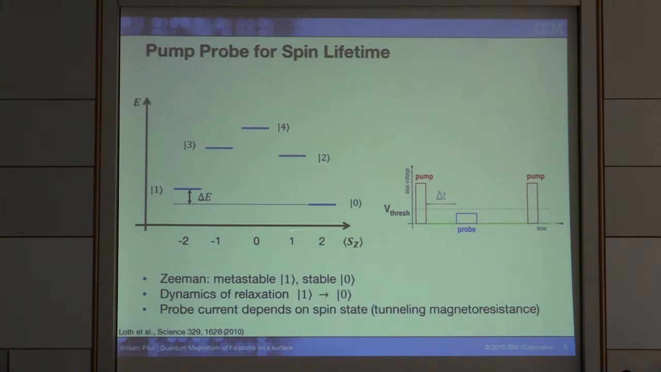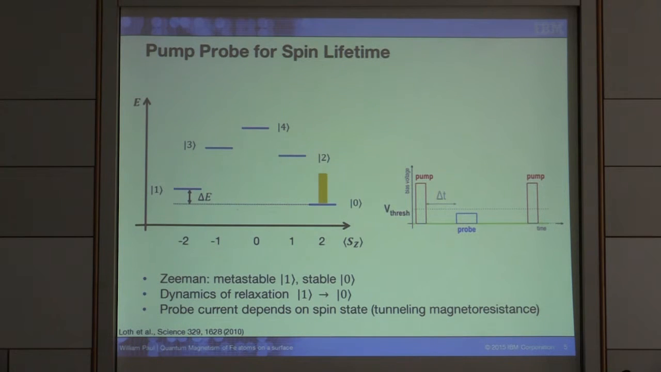I mentioned we have the same splitting between the 2 ground states. So we have a delta E between them. This makes state 1 metastable and state 0 stable. So we're looking at the dynamics of relaxation out of the 1 state to the 0 state. At thermal equilibrium, these delta E's are much larger than kT. We're working at half a Kelvin. Delta E is about a millivolt. And so at thermal equilibrium, essentially, we're only populating the 0 state.